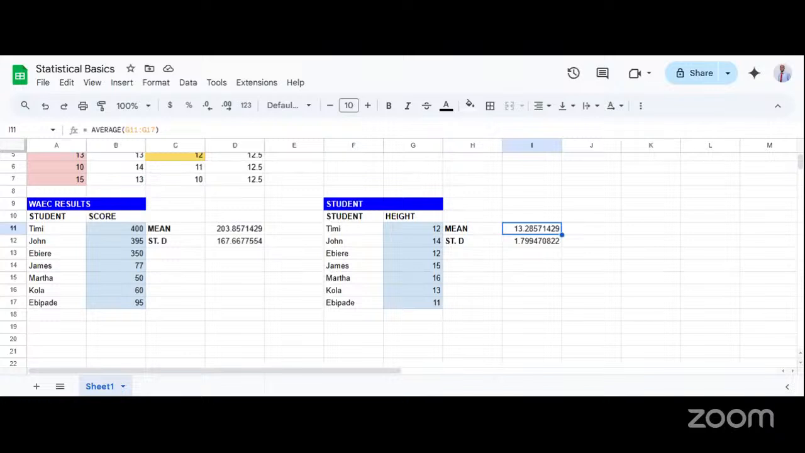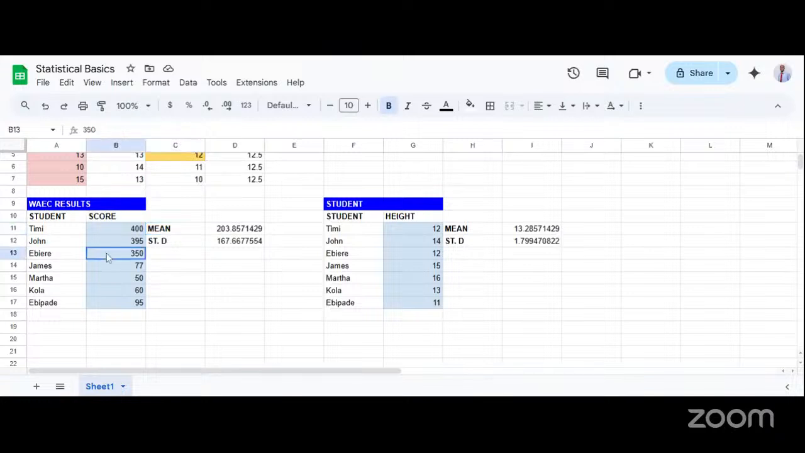So a uniform that was at 13 centimeter, you know that it would fit almost all the students in that class. It will fit almost all the students. Yeah, so this is what this is telling us.